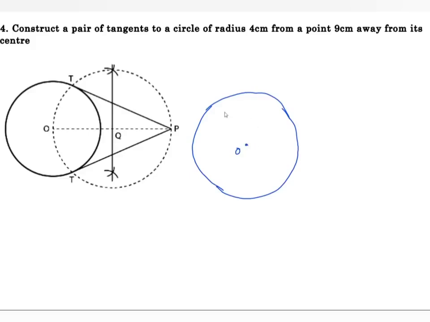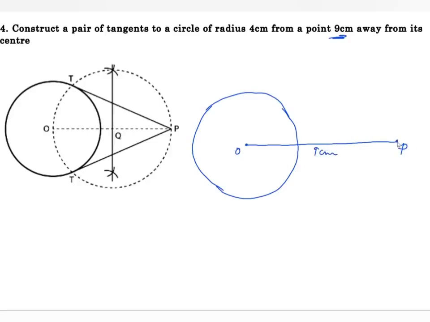Now students, first step is what? Draw a circle of radius 4 cm. What is the distance? Distance is 9 cm. From the center, draw a line segment of 9 cm. What is the length of this line segment? It is 9 cm. Now what is the next step?